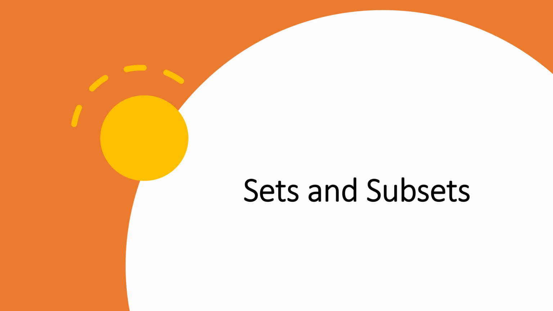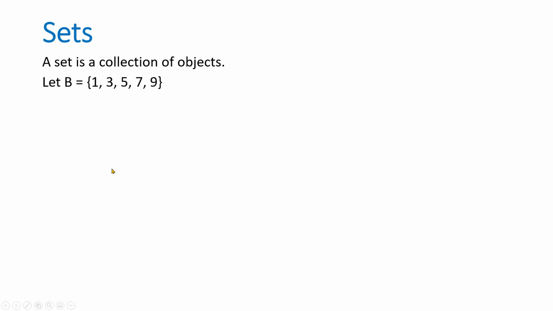In this recording, I will provide an overview of sets and subsets. A set is a collection of objects. For example, I can let capital B equal the set that contains 1, 3, 5, 7, 9. 1, 3, 5, 7, and 9 are elements of set B. I used what's called the roster method when I just listed the elements.